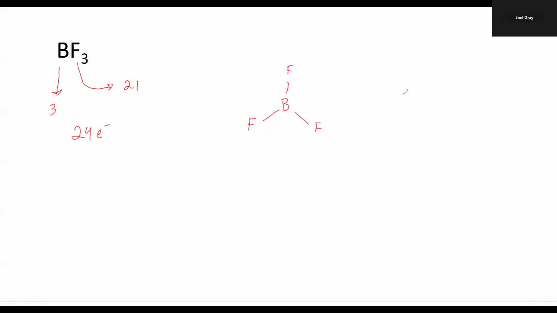That corresponds to, let's see, 24 electrons, keeping my tally. I've drawn 3 single bonds, so that would be a total of 6 electrons. So I've got 18 electrons left to draw. Again, single bonded fluorines. Each fluorine is going to have how many lone pairs?